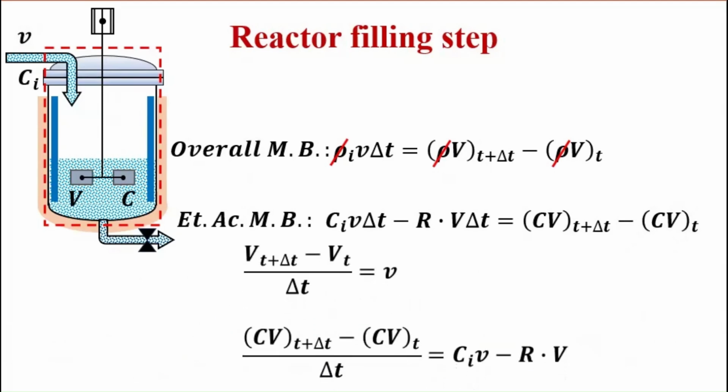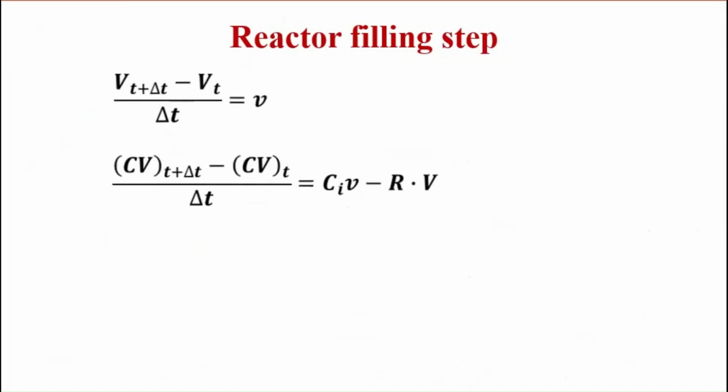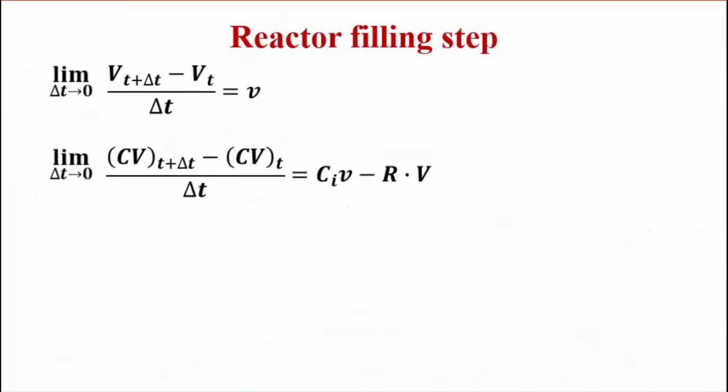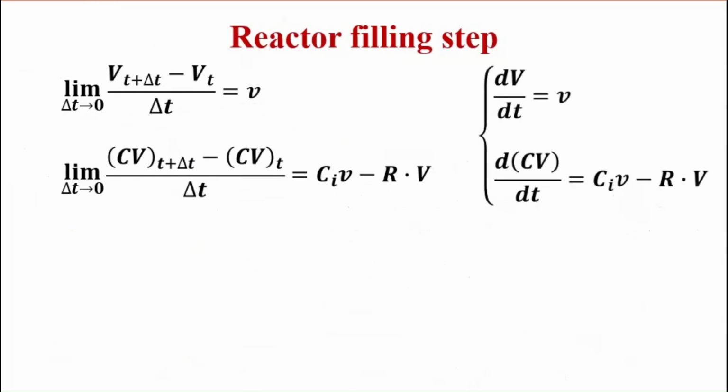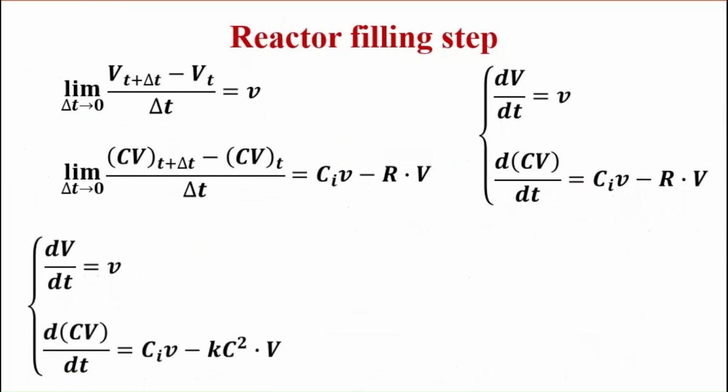Dividing both sides of the mass balance equations by delta t, and then taking the limit as delta t approaches zero, we use the definition of the derivative to transform discrete difference equations into continuous differential equations. Substituting the reaction rate expression into these balances results in a system of first-order ordinary differential equations. Since the inlet volumetric flow rate is constant, the first differential equation can be readily solved using the initial condition that the reactor is initially empty.